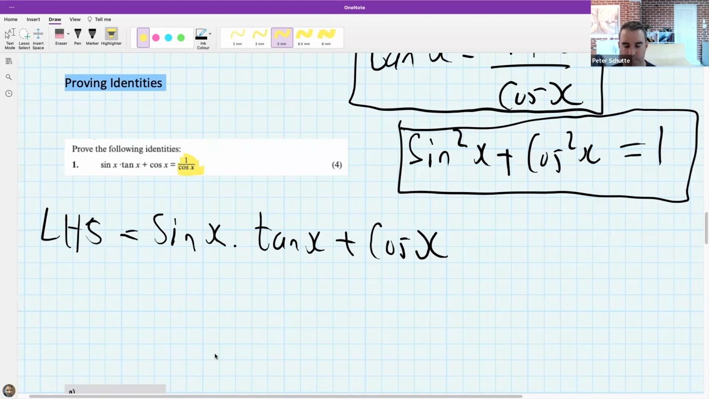Okay, in my opinion, the first idea is to change tan x into sine x over cos x. David, I think you're giving very good advice today. That is very good. I like it. In fact, I like it so much, I'm going to do it.